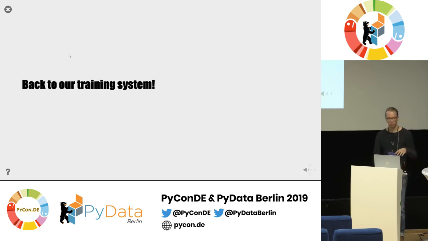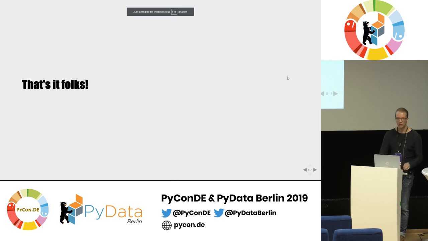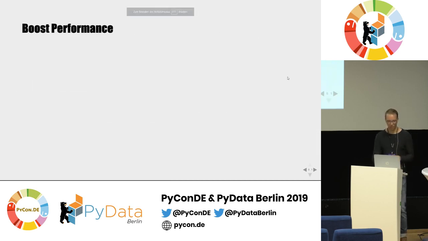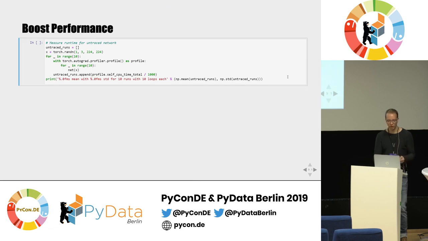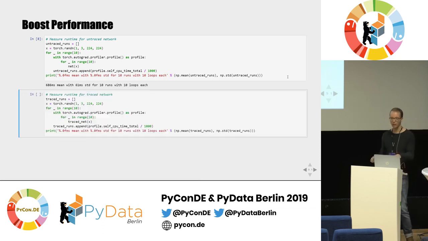We're gonna head back to the system we trained on, because now we want to compare the traced network in terms of speed against the untraced network. Yeah, boost performance. Does it really boost execution time? For that, we're going to run our forward pass 10 times by 10 times, just to see how the distribution of runtimes is. And we can see here we got 686 milliseconds with 61 milliseconds of standard deviation for 10 runs. This is for the untraced network, the first one.